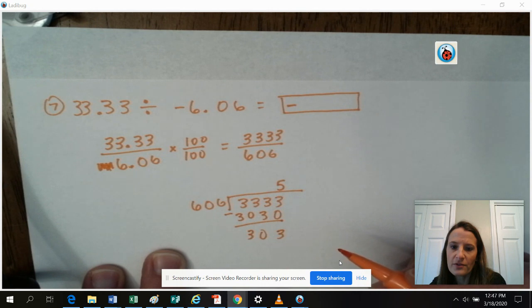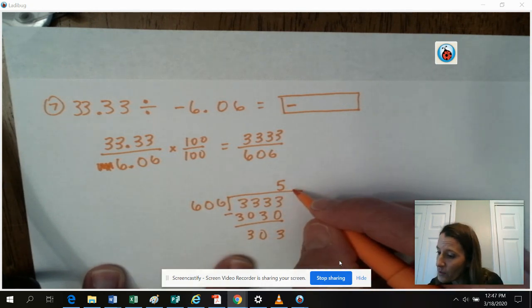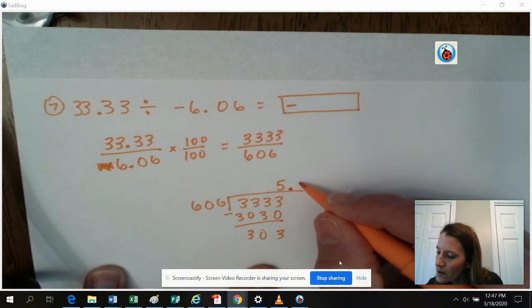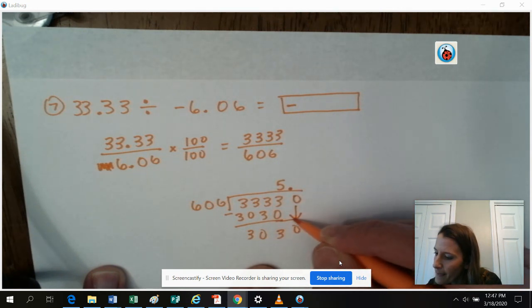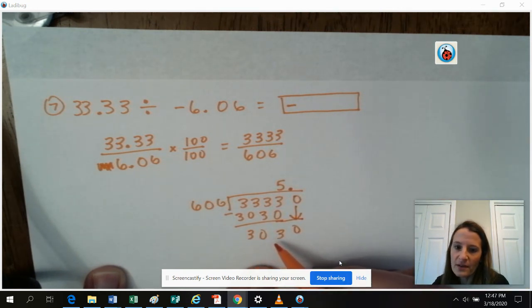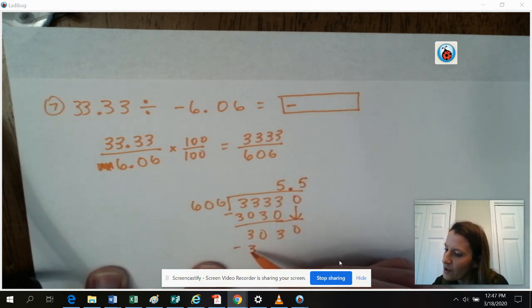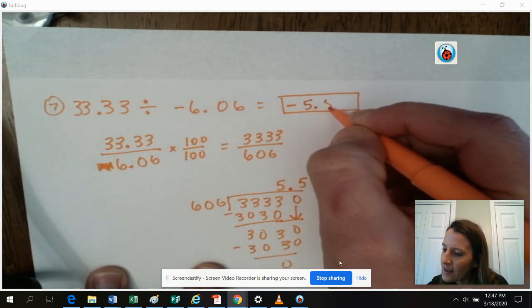So I've got 303. So now that was ones. I have 5 ones. So now we need to go into the tenths place, so I add on my decimal. Let's bring down the 0. And I've got 3,030. Well, that's exactly what I just did. We knew it went 5 times. So 5 times 606 gives me 3,030. So I'm done. So my answer is -5.5.